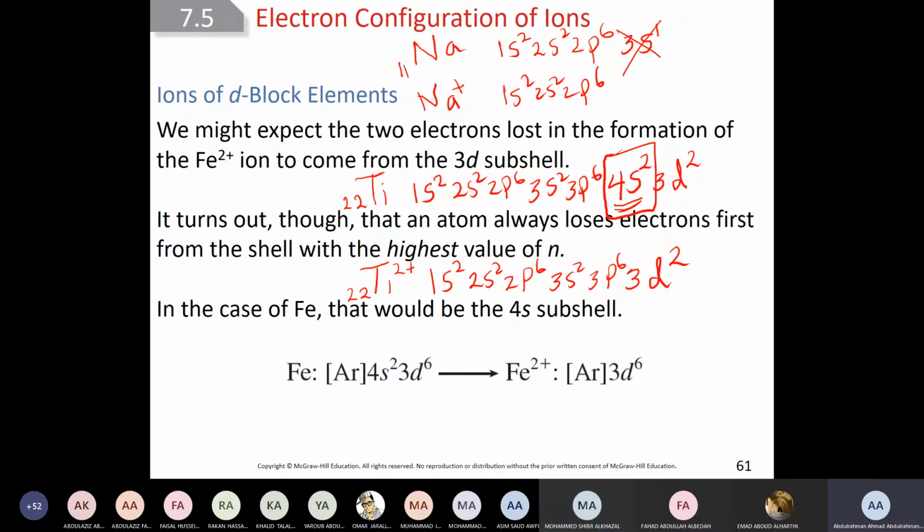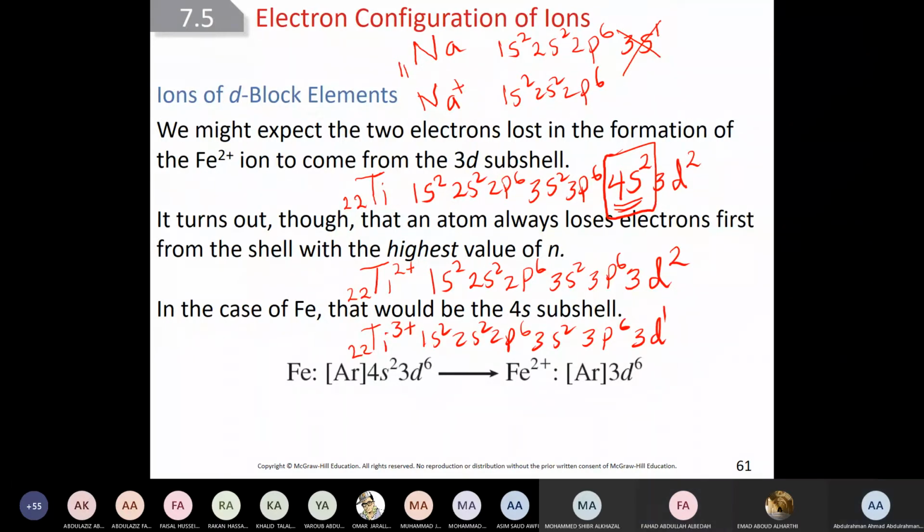Now, if I want the electronic structure of titanium 3+, then what would be the structure? Again, quickly. 1s2, 2s2, 2p6, 3s2, 3p6, and then 3d1. Now I have to take from the D. Is this clear?